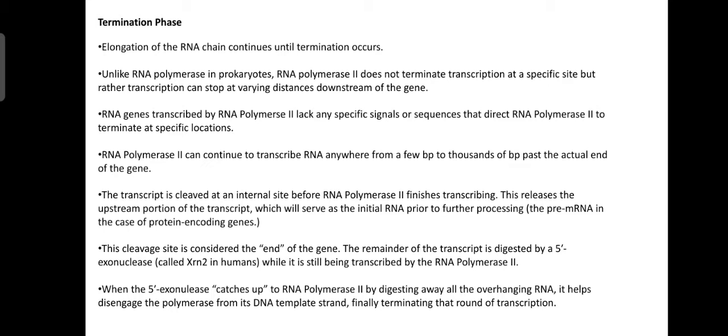So how is this termination occurring in RNA polymerase II? It is cleaved at an internal site. At the internal site, the cleavage will occur before it finishes transcribing. This will release the upstream portion of the transcript, which will serve as the initial RNA for further processing.